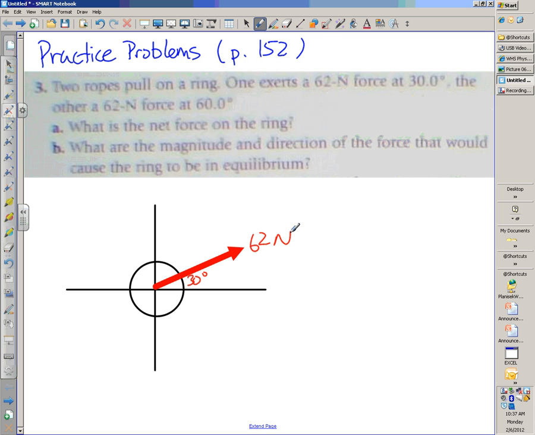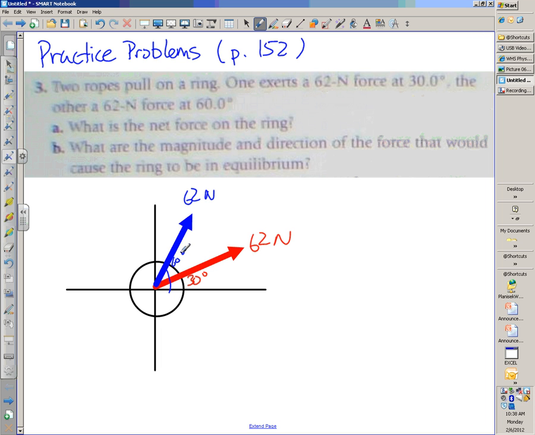And then it says there is another 62 Newton force at 60 degrees. So I'll pull this here like that. We'll label this as 62 newtons as well, and then we'll label this whole part here as 60 degrees. Part A says, what is the net force on the ring? That's a fancy way of saying what is the resultant force on the ring, right? The net force being the sum of all forces, the resultant vector being the sum of all vectors. So all that's asking you for is the net force or the resultant vector.